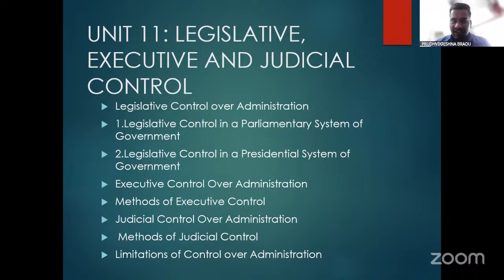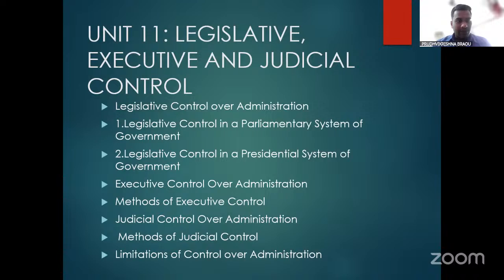Now coming specifically to unit 11, that is legislative, executive, and judiciary control over administration. What are the objectives of this? After learning this, we will assess the need for control over administration, that means the importance of control over administration. Then we will come to know the methods of legislative, executive, and judiciary control over administration. And finally, we will come to know certain limitations and changing perspectives about the control of administration.